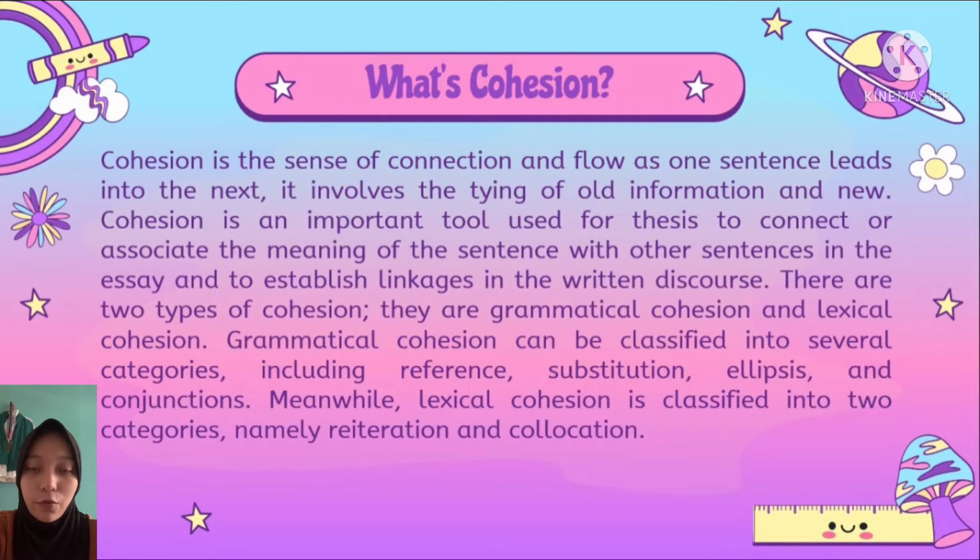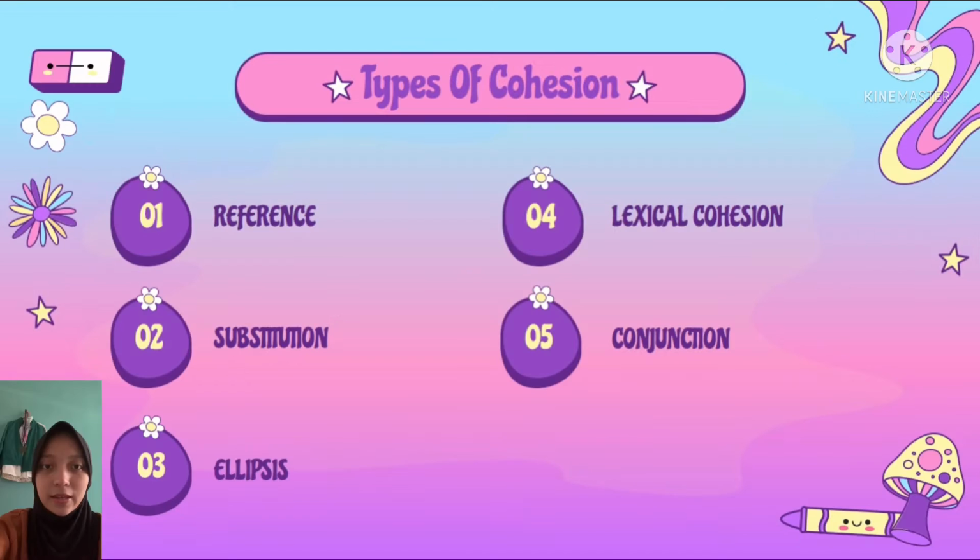There are two types of cohesion: grammatical cohesion and lexical cohesion. Grammatical cohesion can be classified into several categories, including reference, substitution, ellipsis, and conjunction. Meanwhile, lexical cohesion is classified into two categories, namely reiteration and collocation. In this slide, we talk about types of cohesion, including reference, substitution, ellipsis, lexical cohesion, and conjunction.